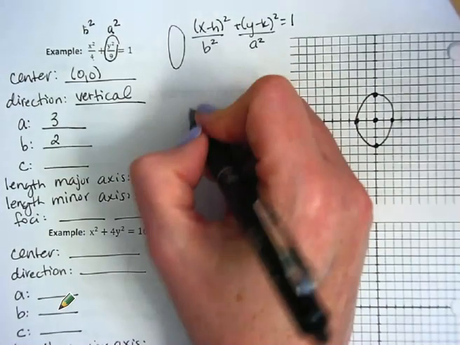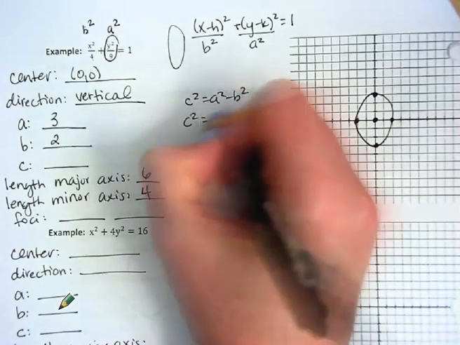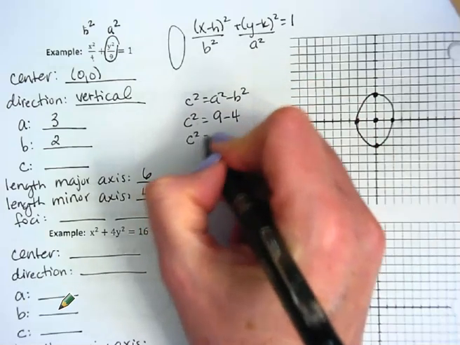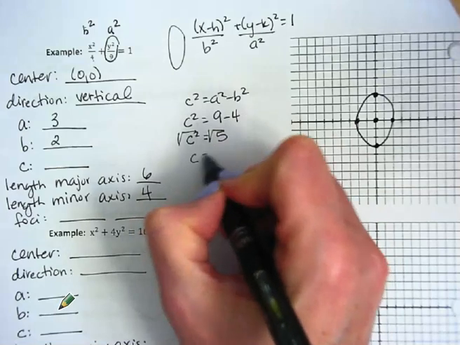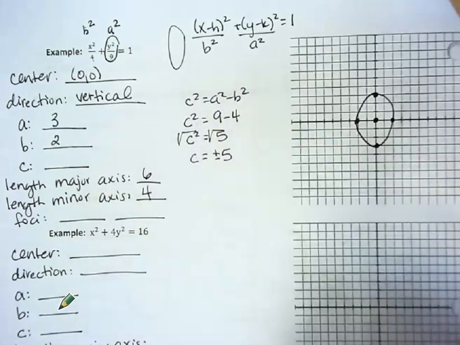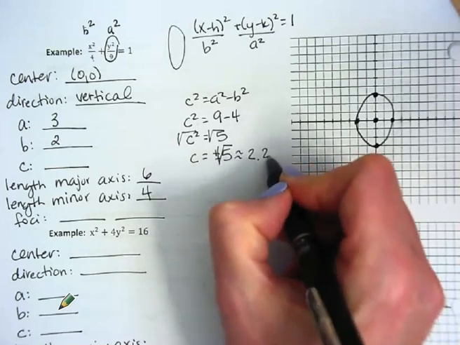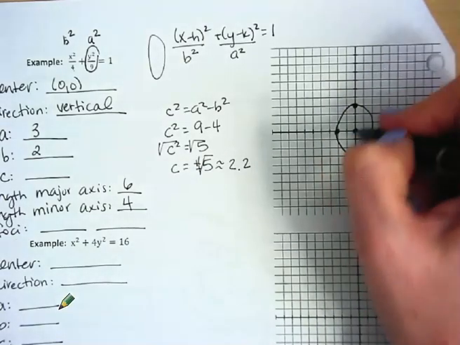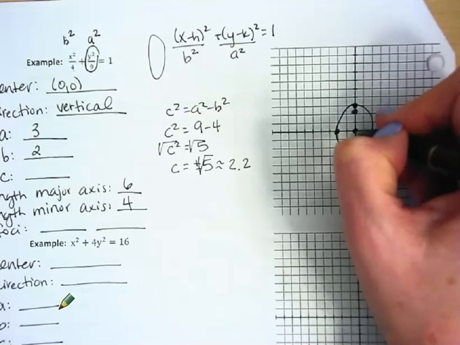And now to find c, we're going to use the formula I mentioned. A squared and b squared are already in the formula, 9 and 4. We subtract them. We get 5. We square root both sides. So c is plus or minus the square root of 5, which is approximately 2.2. Now that's going to be on our major axis, and it's 2.2 from the center. So I'm going to go up 2.2 and down 2.2.